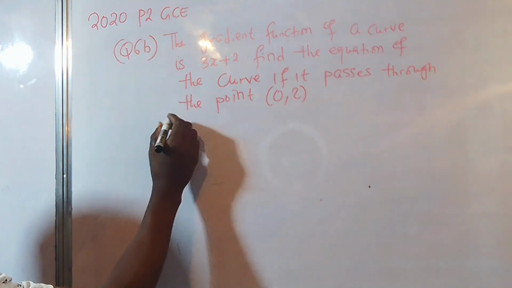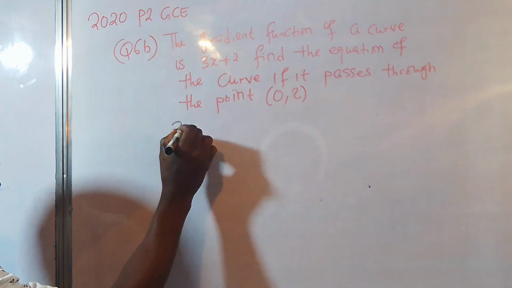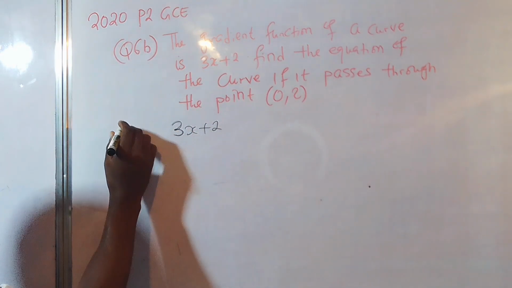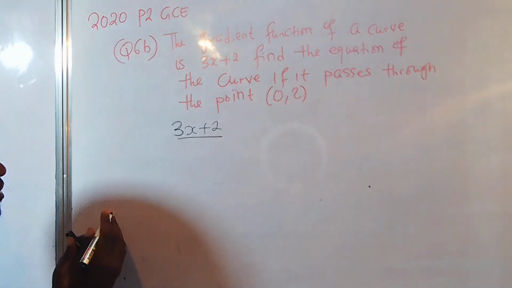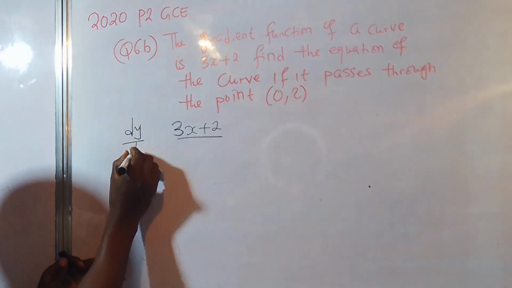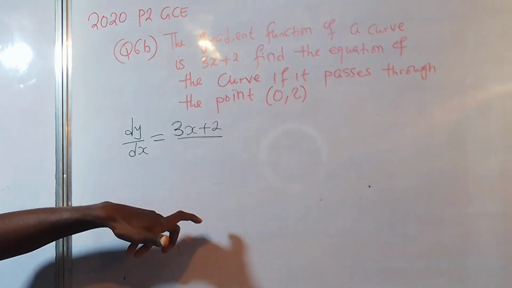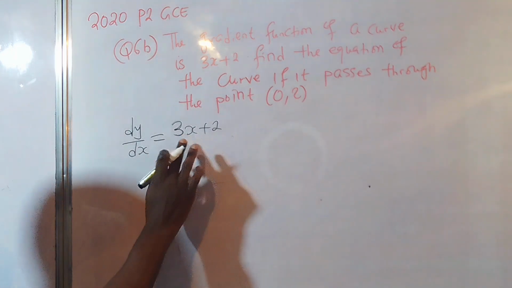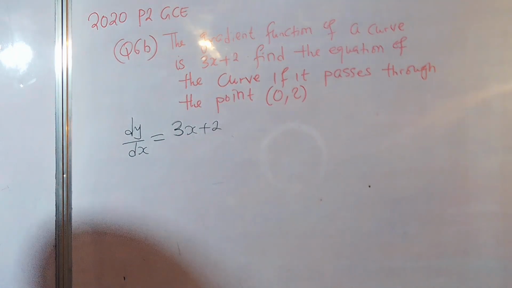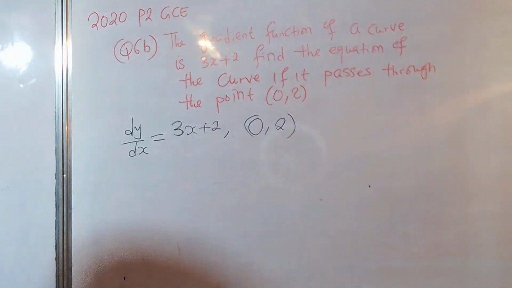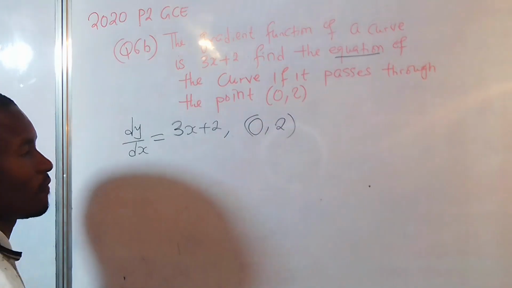Now, what we have is 3x plus 2. This is a gradient function. When you say gradient function, what you're saying is that this is dy over dx, so this one has been differentiated. We also have the point (0, 2), which the curve passes through. So what is the question? Find the equation of the curve.